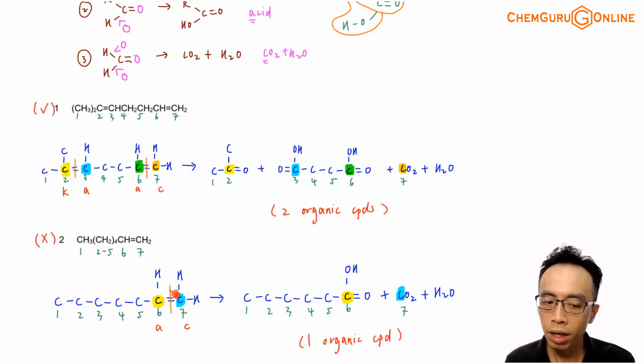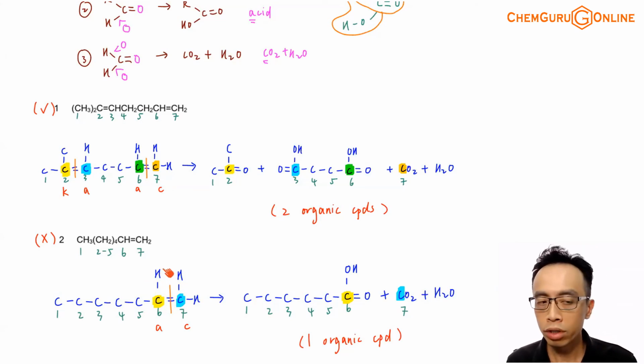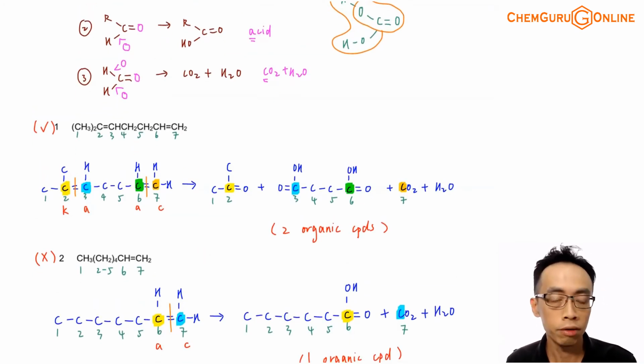Alright, so same thing, I have 2 carbons to consider. If I break this double bond, the yellow carbon, carbon position 6, is attached to carbon 5, which is an R group, and a hydrogen. So this is scenario number 2. This one will be oxidized to acid. So I'll put A for acid. Carbon position 7 is the blue carbon. It is attached to 2 hydrogens. This one will be oxidized to CO2 plus water.